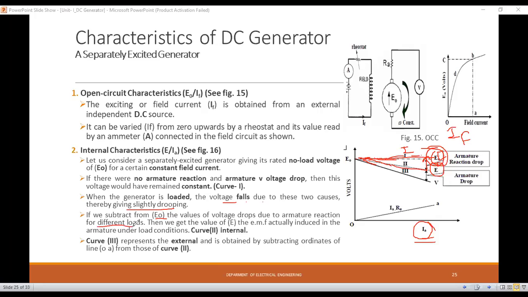then we get the value of E, the EMF actually induced in the armature under load condition, which is shown by the curve 2. It is the internal curve 2. That is, it is the internal characteristics of a separately excited DC generator. This separately excited DC generator ची काय असेल? Internal characteristics.